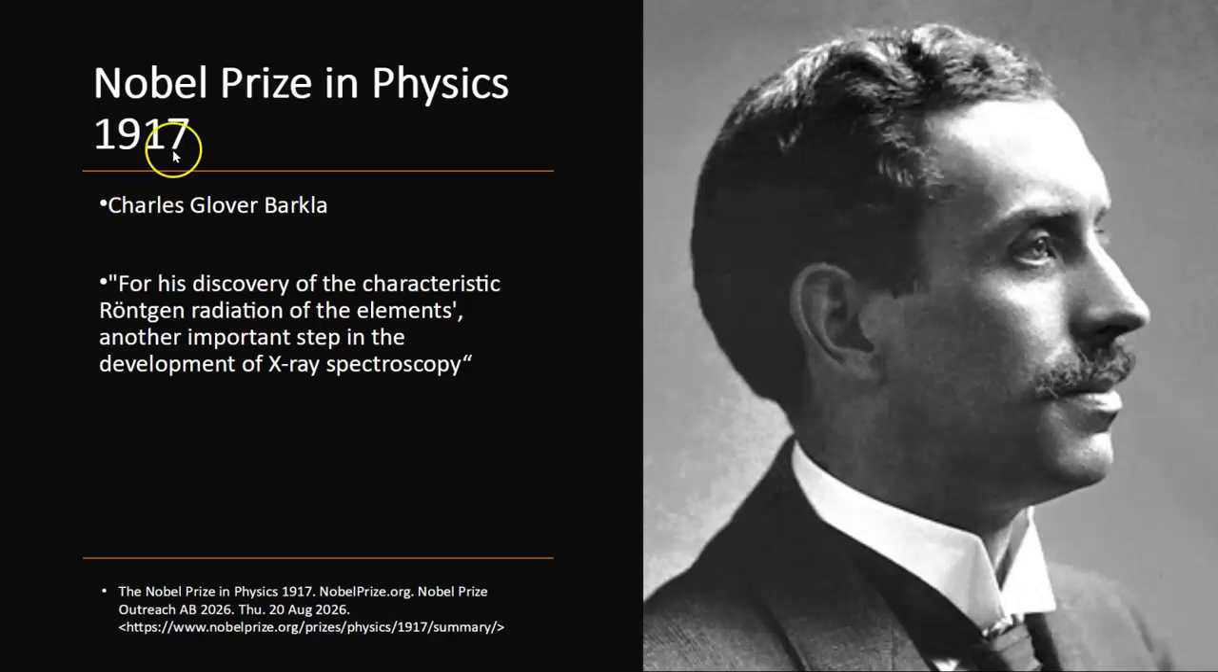Hello, this video is about the Nobel Prize in Physics 1917, awarded to Charles Grover Barkla for his discovery of the characteristic Röntgen radiation of the elements, another important step in the development of X-ray spectroscopy.